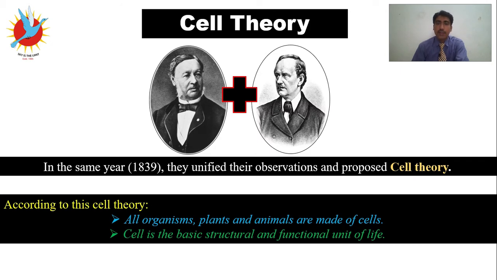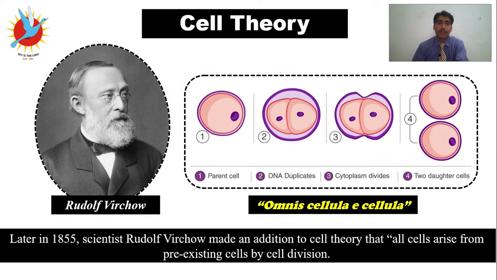Cell is a basic structural and functional unit of life that we have already discussed. Later, in 1855, after some years, a third scientist, Rudolf Virchow, made an addition to the cell theory. He said one important thing: omnis cellula e cellula, which means all cells arise from pre-existing cells. All cells arise from pre-existing cells by cell division.